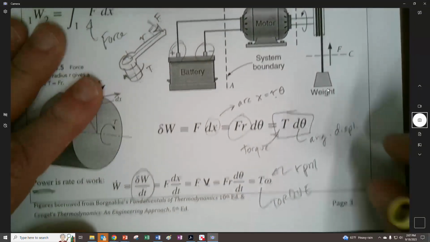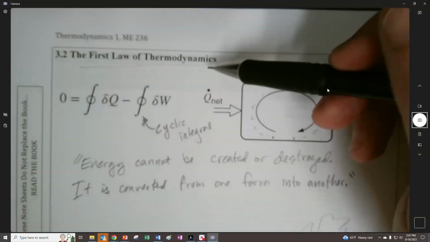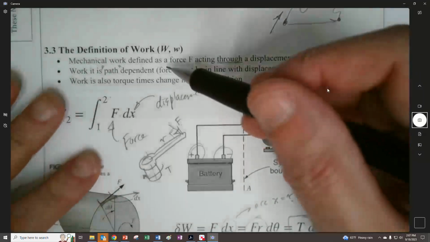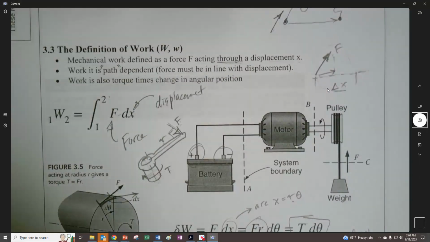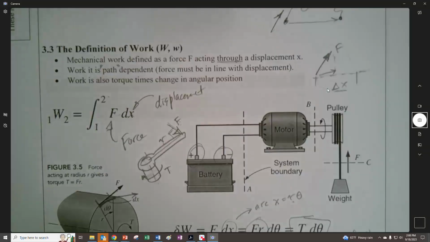So that was some of the idea of the first law of thermodynamics and the definition of work. And we want to own those and be able to use them and be productive members of society.